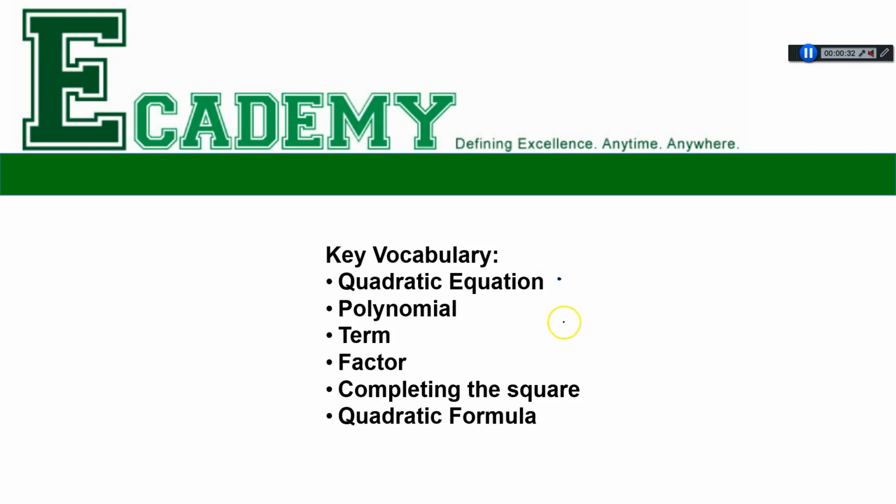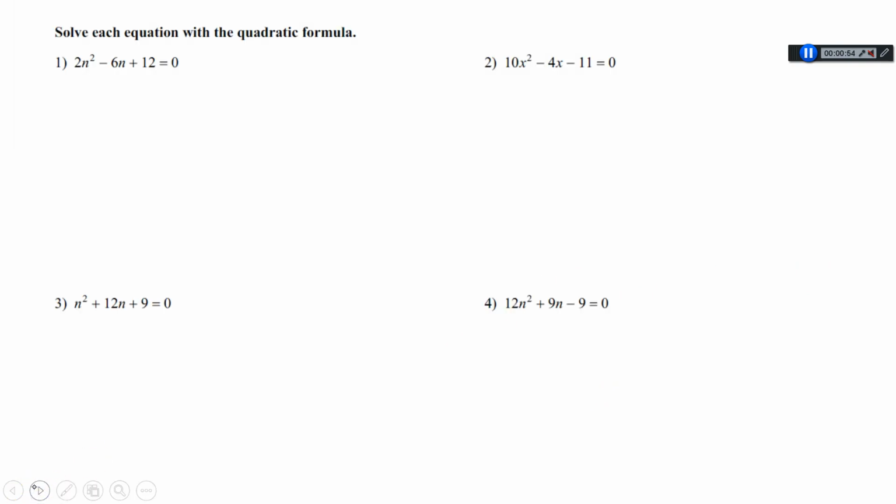So quadratic equation, remember you have ax squared plus bx plus c equals 0. That's standard form. Polynomial, so that's one that has powers. Terms, these three terms that we have here. Factoring, completing the square, quadratic formula, typical stuff we've been talking about. So let's do quadratic formula on the odd side.